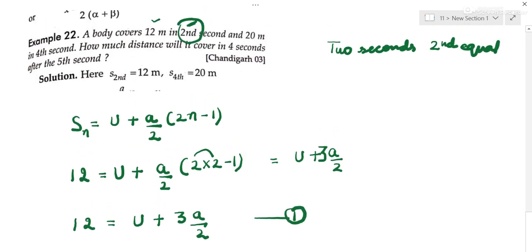Now we have 20 meters in 4 seconds. Similarly, here you will substitute 20.